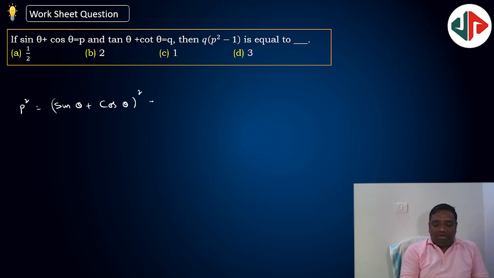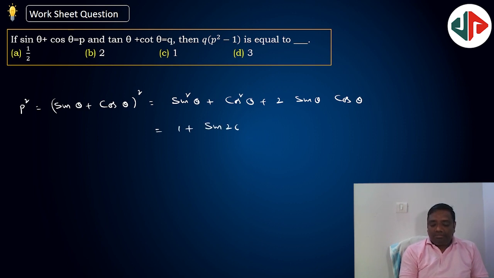If you simplify, then what is the value? Sin square theta plus cos square theta plus 2 times sin theta into cos theta. So it is nothing but 1 plus sin 2 theta. So p square minus 1 value is equal to sin 2 theta only. And your q value is tan theta plus cot theta.